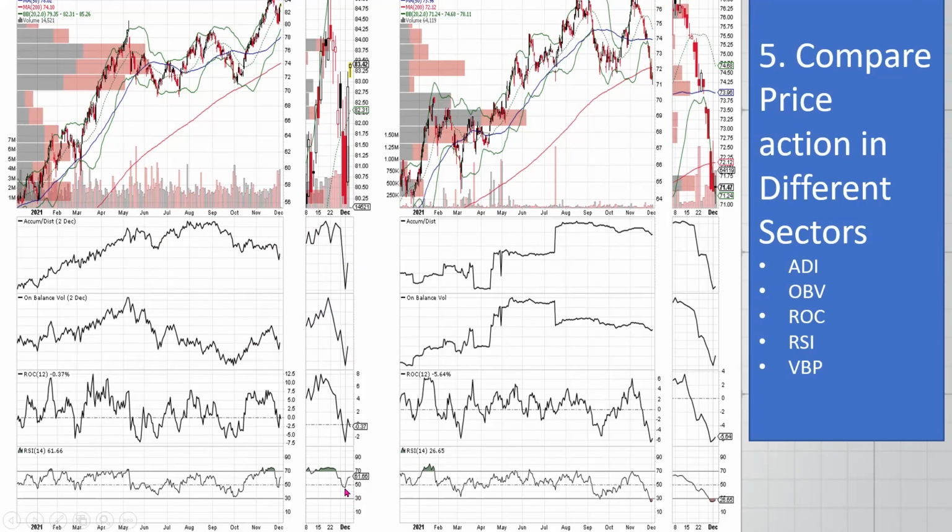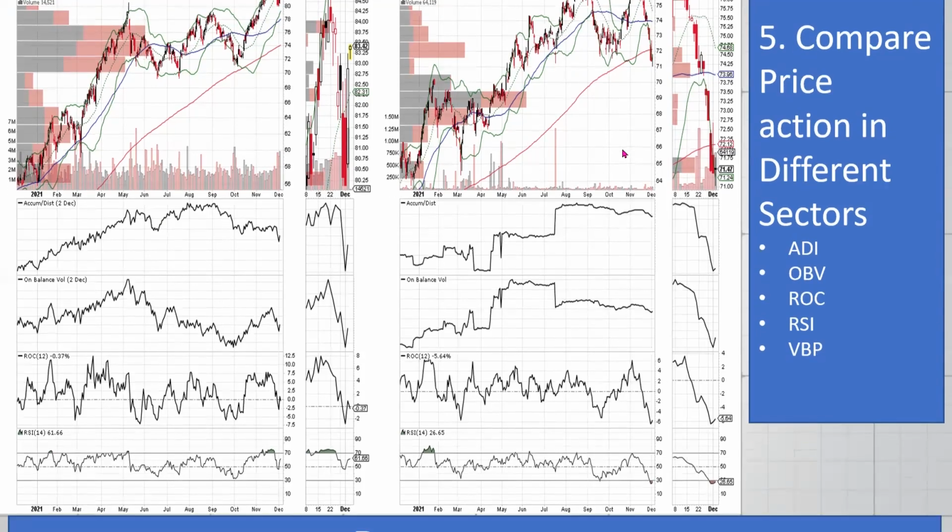RSI is kind of an interesting thing here. It only went down to 50 for the home builders, meaning that not that many people sold on this decline, and then the short sellers were not very successful. And down here, we had huge selling in the pharmaceuticals, and they're trying to make a bottom right now. Bottom line is, if you are going to make a long investment at this point, you might want to consider doing so in the home builders over the pharmaceuticals.